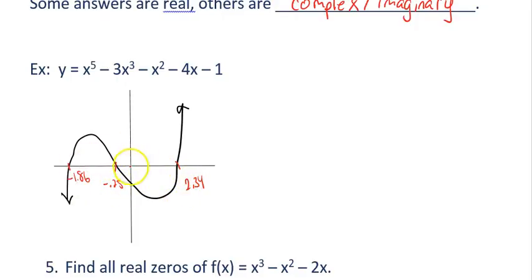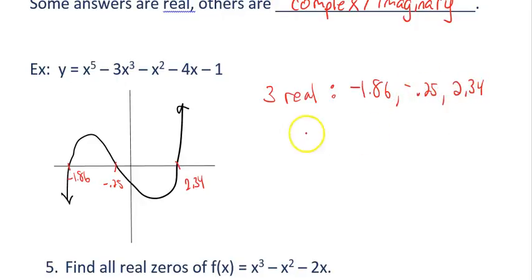But since we only crossed 3 times and the highest power of our x is this 5, we've got a problem. So what's going on? We have 3 real solutions, or 3 real zeros. Those are the negative 1.86, the negative 0.25, and the 2.34, where that graph is actually crossing the x-axis. That leaves us with 2 imaginary solutions, and we're not going to go over how to find those in today's lesson, but we will in a future lesson. So just know that obviously we see 3 real, it's supposed to have 5, so 2 of them have to be imaginary solutions.